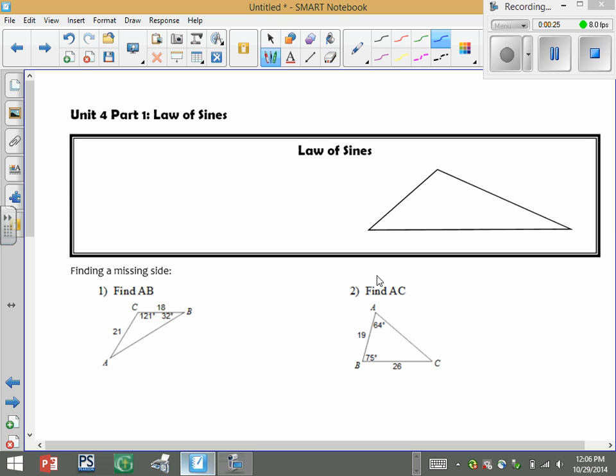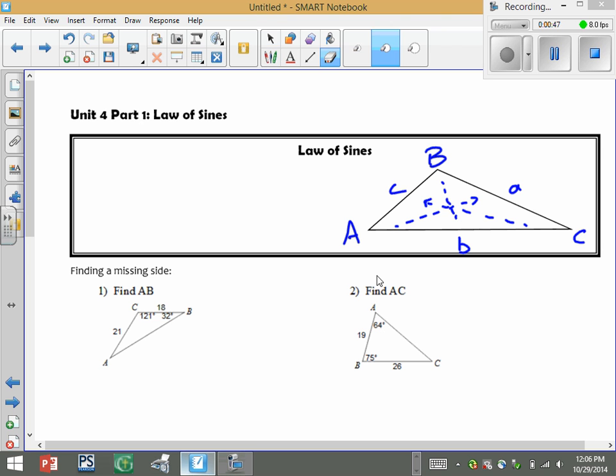That method is what's called the law of sines, and the reason it's called that is because we use the sine function. If we have this triangle with sides A, B, and C, or angles A, B, and C, the side across from angle A we're going to call little a, the side across from B we'll call little b, and the side across from angle C we'll call little c.